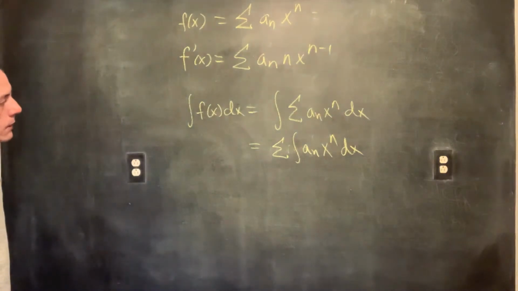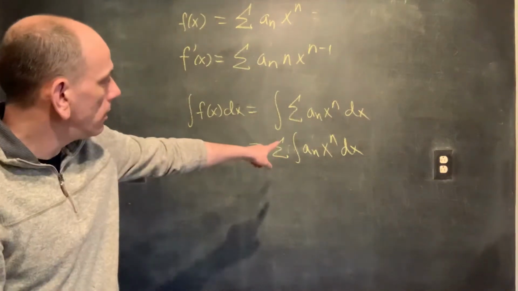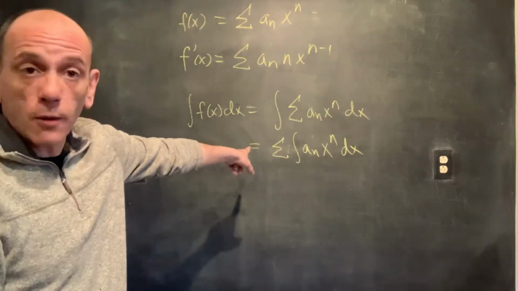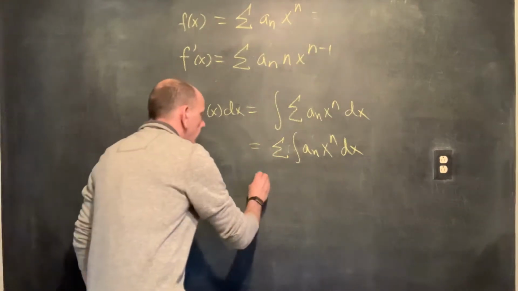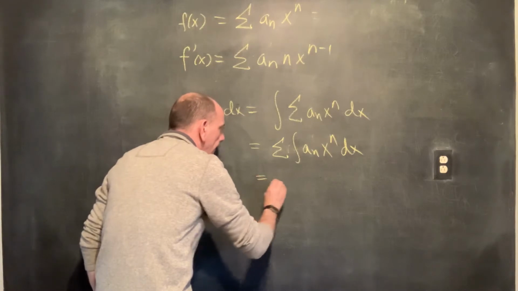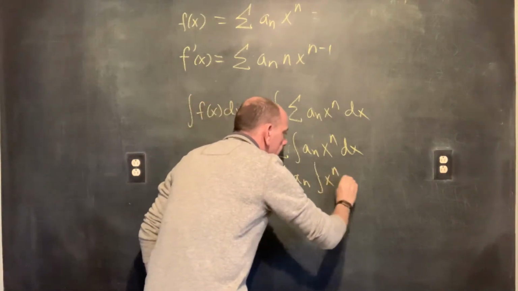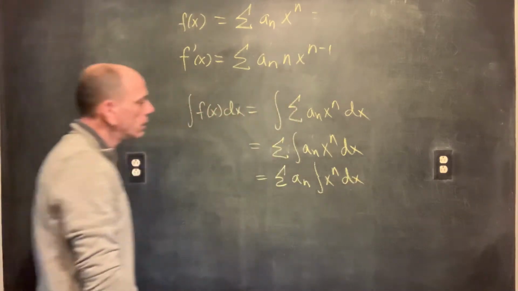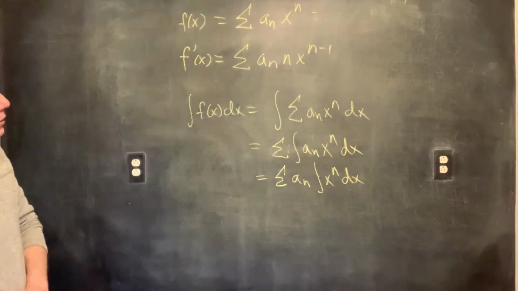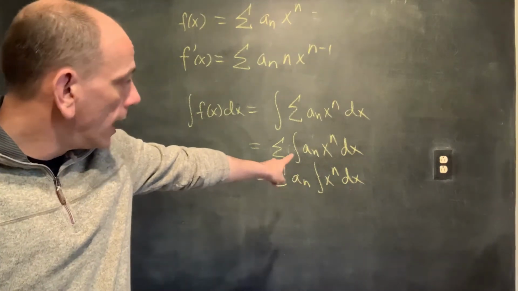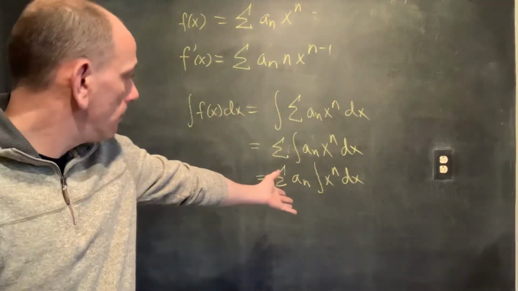Okay. Now I can pull a constant out of an integral. I could pull it out of the sum as well. Okay, and now we're just doing power rule. They're just power rules. X to the n plus 1 over n plus 1. Bam.